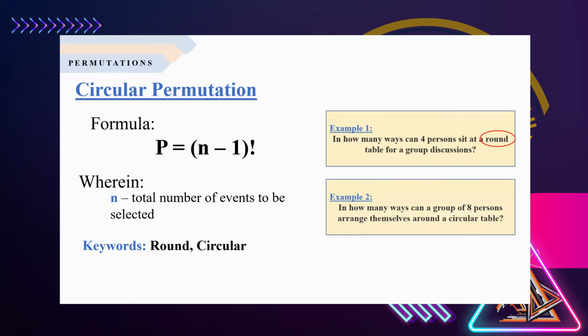Second example, in how many ways can a group of 8 persons arrange themselves around a circular table? So may keyword na naman tayong circular, therefore, ang appropriate formula to be used is the circular permutation to solve that kind of problem.